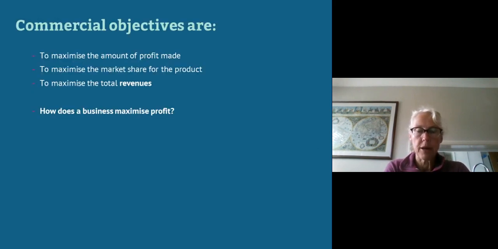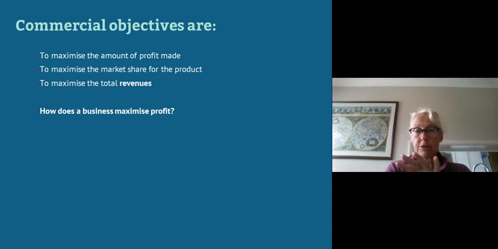So if we think about a commercial business, so maybe a commercial event management company that operates in hotels and has conference facilities. Their commercial objectives are typically to maximise the profit made. They also want to maximise the market share for the products. They want to make sure that their hotel chain is maximising the share of bookings for conference facilities, and they want to maximise the total revenues.